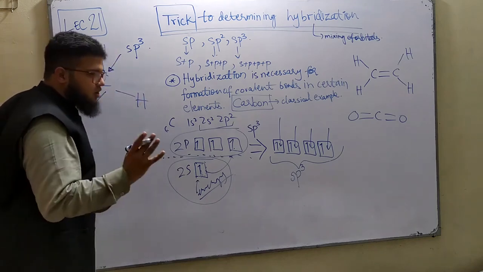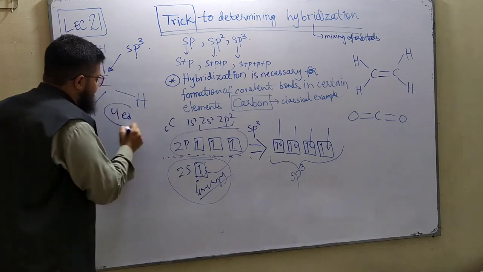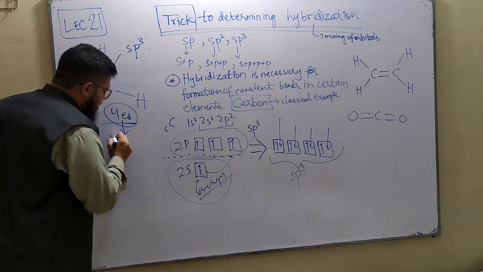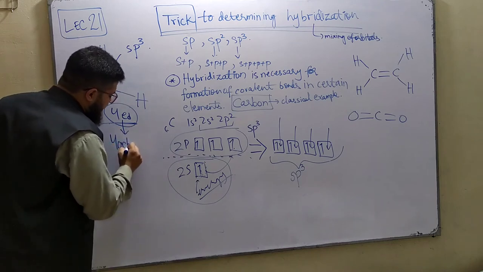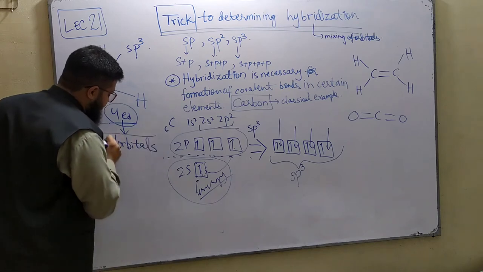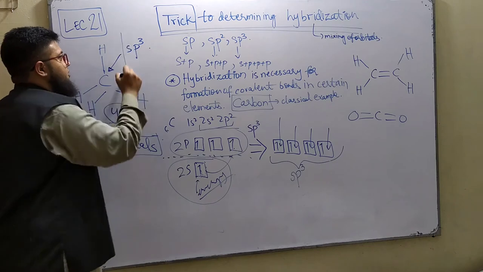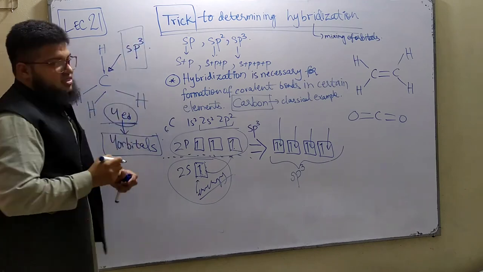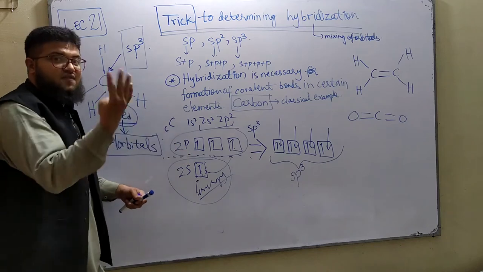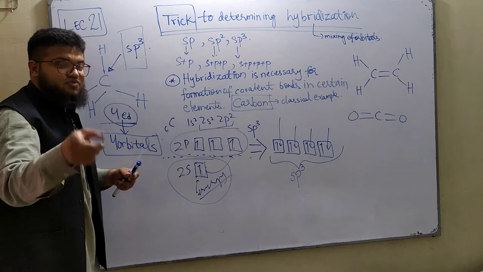4 single covalent bonds means 4 electron densities around the carbon atom, and 4 electron densities mean that 4 orbitals will be used to form the hybridization of this carbon atom. 4 orbitals are actually present in sp3 hybridization, meaning there are 3 p orbitals and 1 s orbital, so a total of 4 orbitals. Therefore this carbon atom has a hybridization of sp3.